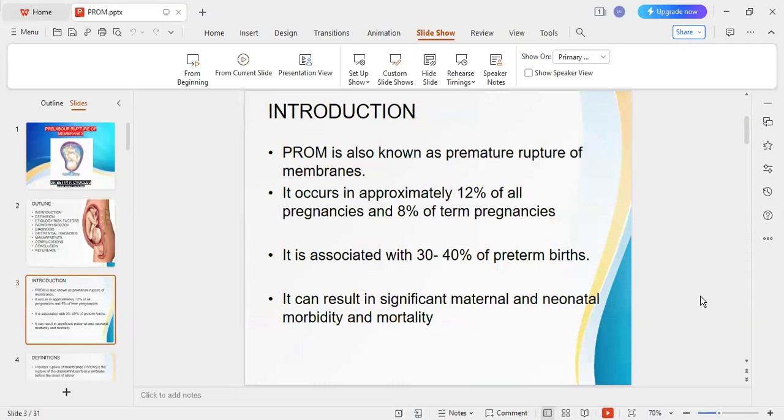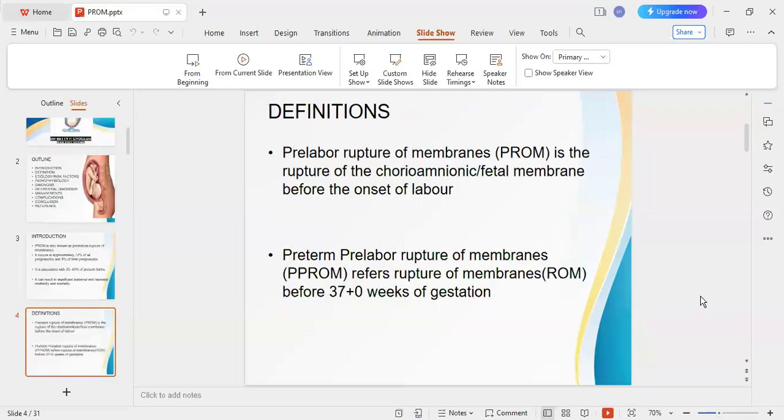So PROM, which previously, and we all used to know it as premature rupture of membranes, occurs in approximately 12% of all pregnancies and about 8% in term pregnancies. It is associated with 30 to 40% of preterm births, and it results in significant maternal and neonatal morbidity and mortality. Let's familiarize ourselves with certain definitions with respect to this presentation.